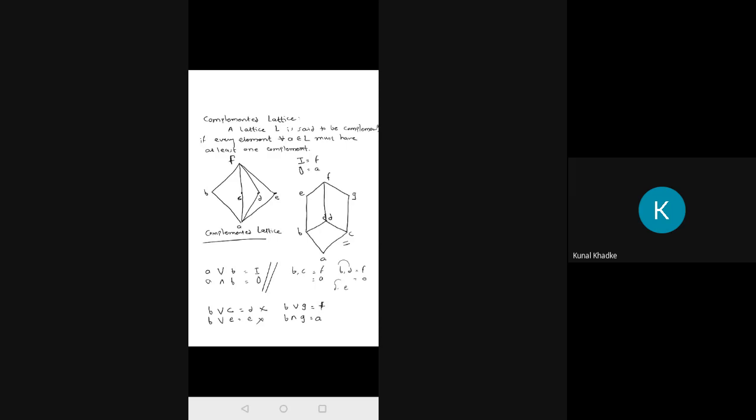Right now it is 10:33. Answer within 2 minutes, and I am going to give the final answer. Atharva says CE are complements, correct. CE are complements of each other, correct. B and G are there, C and E are there.